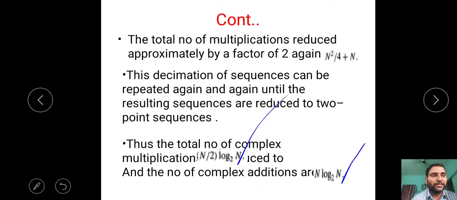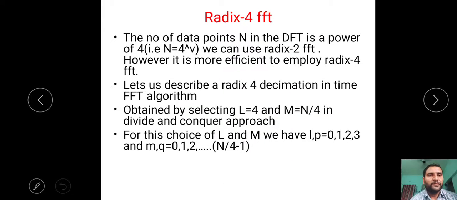In MATLAB, the FFT algorithm is an inbuilt function. We don't write any program; we just use the inbuilt FFT function to find the DFT of the given sequence. That's it. This radix 4 FFT algorithm we will see in the next class.